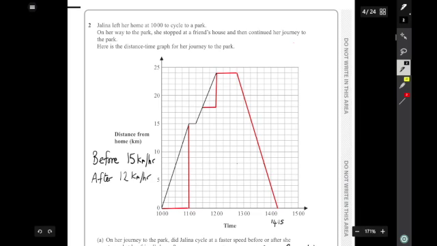Okay. Right, so that is more marked on the diagram now. And if I check the gradient, I can see that after 1 hour, she has actually gone back 16 kilometers.